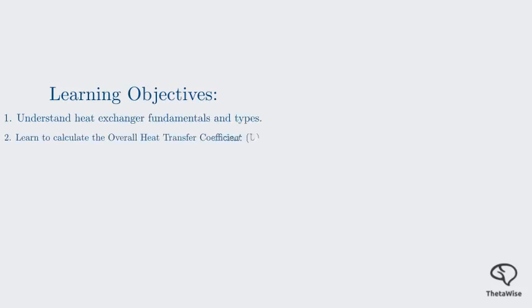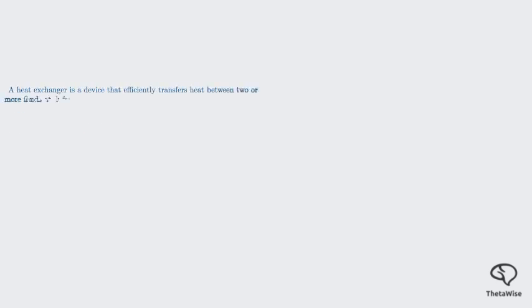Welcome to the next part of our course, where we dive deep into heat exchangers. Today, our main objective is to understand the fundamental concepts and types of heat exchangers, and to learn how to calculate one of their most important parameters, the overall heat transfer coefficient. A heat exchanger is a device that efficiently transfers heat between 2 or more fluids at different temperatures, often without them coming into direct contact.